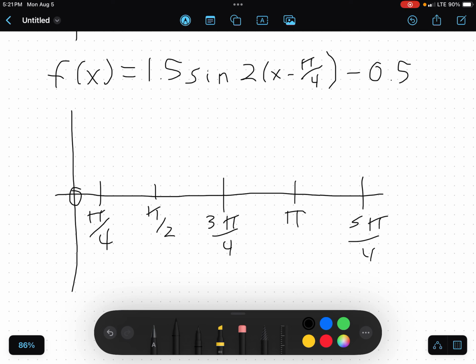Now I need to set up my y-axis. Last time I used blue as the x-axis. I probably should have used it for the midline, but I can do it correctly this time. Should be negative 0.5. If I draw a dotted line at negative 0.5, this is my midline. If it helps, you can also draw dotted lines at your high line and your low line. My amplitude is 1.5, so if I add 1.5 to negative 0.5, that's 1. And if I subtract 1.5 from negative 0.5, I get negative 2.